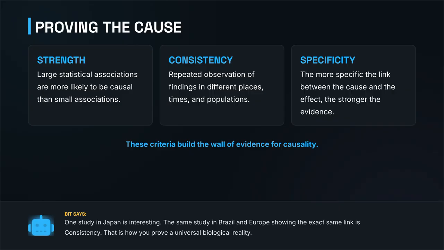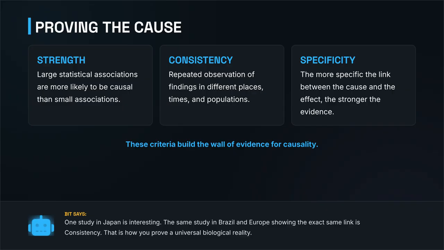The Bradford Hill criteria are a collection of philosophical and statistical guidelines used by epidemiologists to determine if an observed association is genuinely causal. In the messy real world, it is incredibly difficult to prove that chemical A directly causes disease B. There are always thousands of confounding variables. These criteria help scientists build a compelling logical argument.